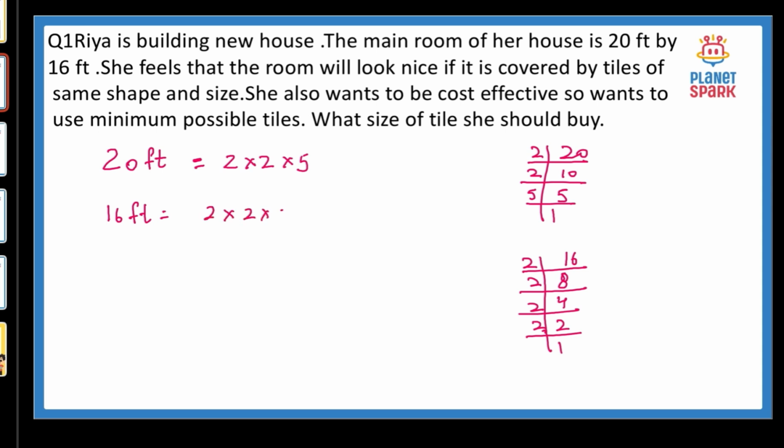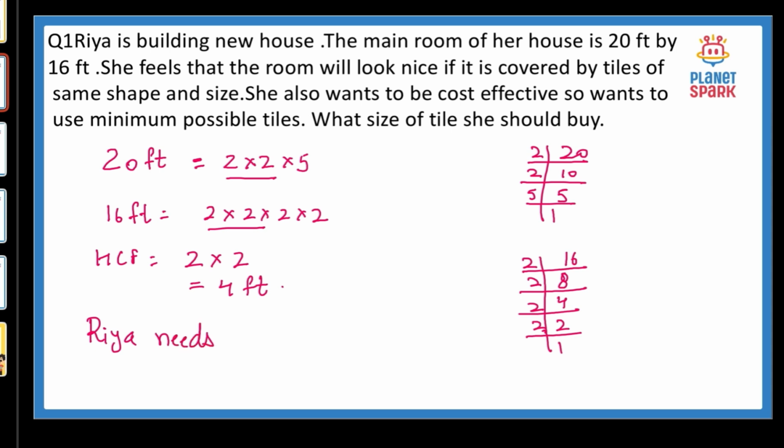Now since we have to find the HCF, that is the highest common factor. 20 is 2 into 2 into 5, and 16 is 2 into 2 into 2 into 2. So in both cases 2 times 2 is common. So the HCF of 20 and 16 is 4 feet. This means the size of the tile to buy is 4 feet. I hope this is clear to everyone. The size of the tile should be 4 feet.